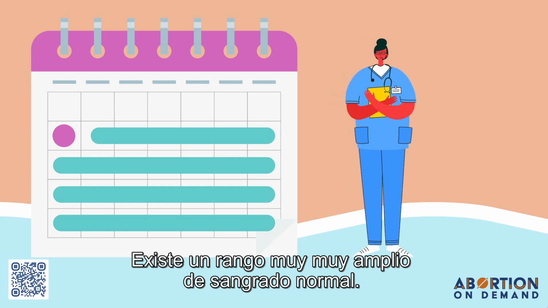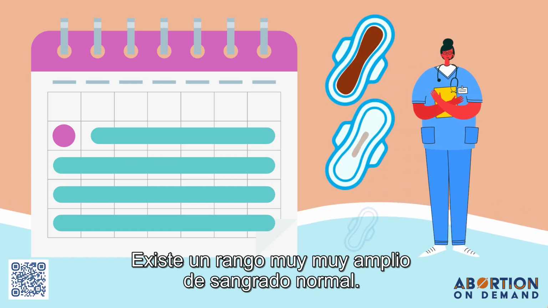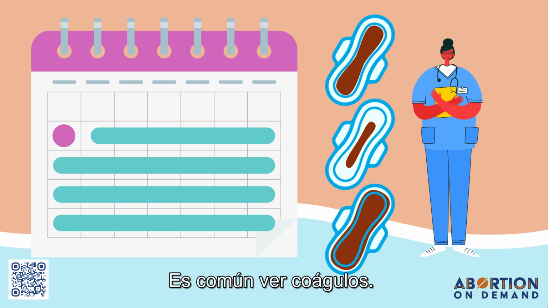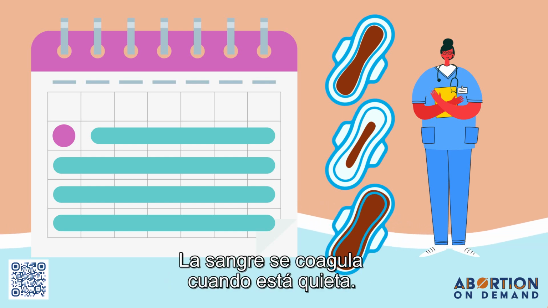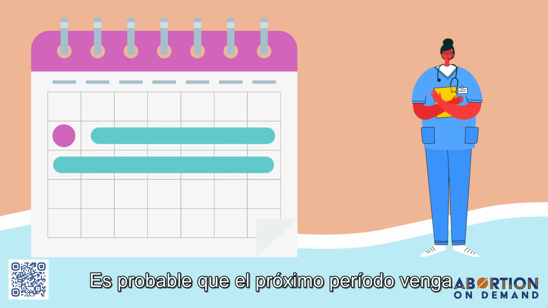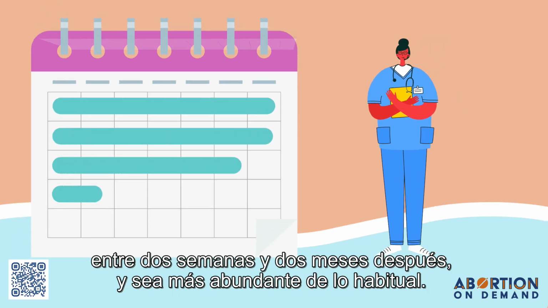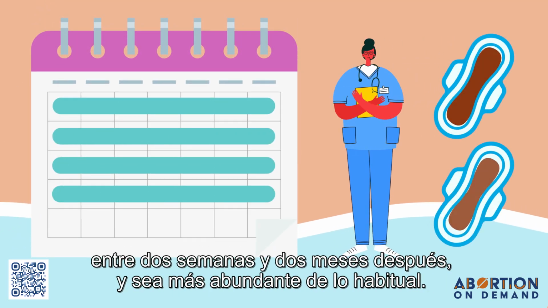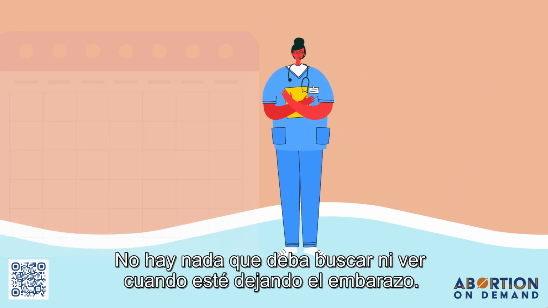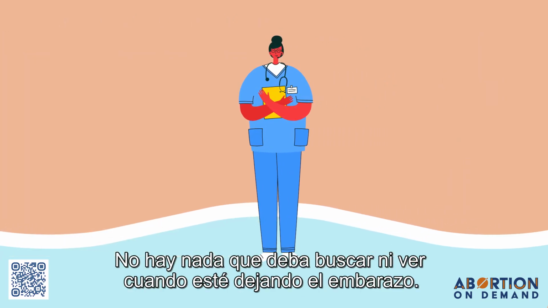There is a very, very wide range of normal bleeding. Your bleeding may not follow an exact pattern. Clots are common. Blood is meant to clot when it is sitting still. These clots expand in water. Your next period, which may come anywhere between 2 weeks and 2 months later, will likely be heavier than usual. This is normal. There is nothing you need to look for or at when you are passing the pregnancy.